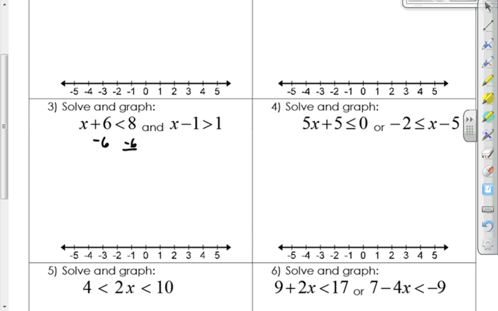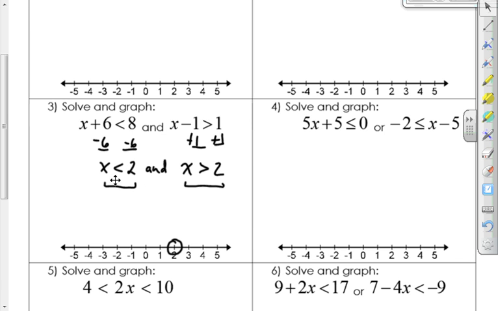So the solving here, not too strenuous, right? 8 minus 6 would be 2. So we would have a solution set of x is less than 2, and add 1 to both sides here, we would get x is greater than 2. So we have x is less than 2 and x is greater than 2. Now we think about that on a number line. We can clearly see that this solution set does not include 2, and this solution set does not include 2. So there definitely would be an open circle on 2.